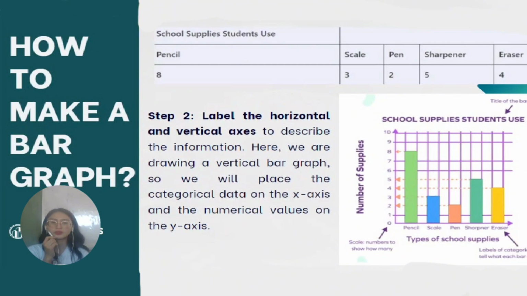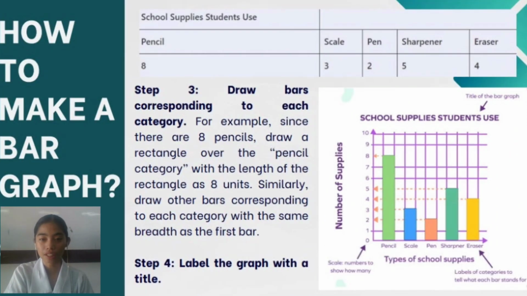Step 2. Label the horizontal and vertical axes to describe the information. Here, we are drawing a vertical bar graph, so we will place the categorical data on the x-axis and the numerical values on the y-axis. Step number 3. Draw bars for each corresponding category.